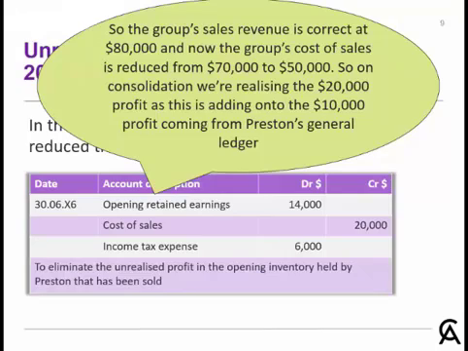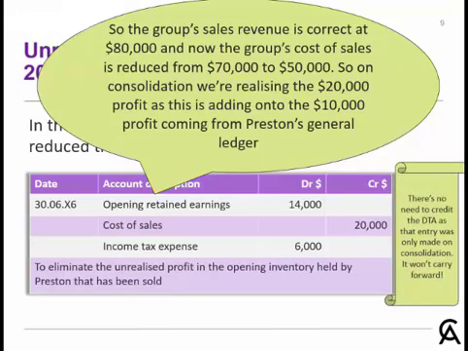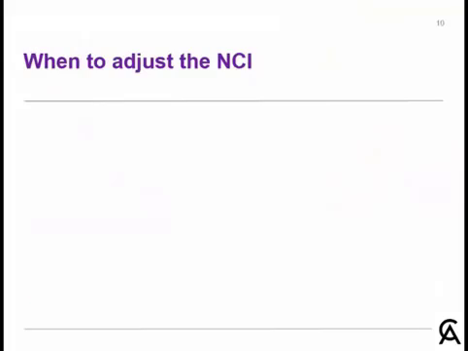So on consolidation, we're realising the $20,000 profit as this is being added on to the $10,000 that's coming through from Preston's general ledger. Now there's no need in this entry to make a credit to the DTA because I only recognised that last year on consolidation and that doesn't carry forward.